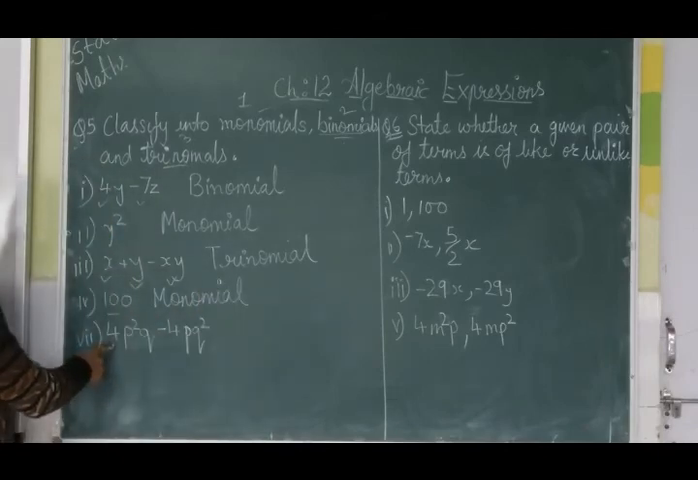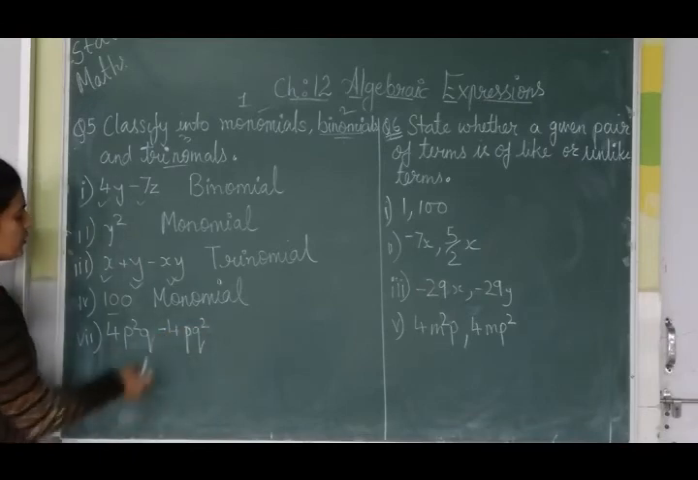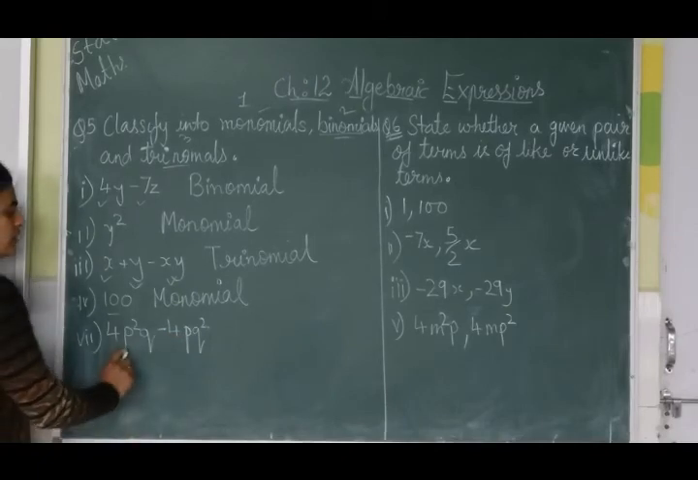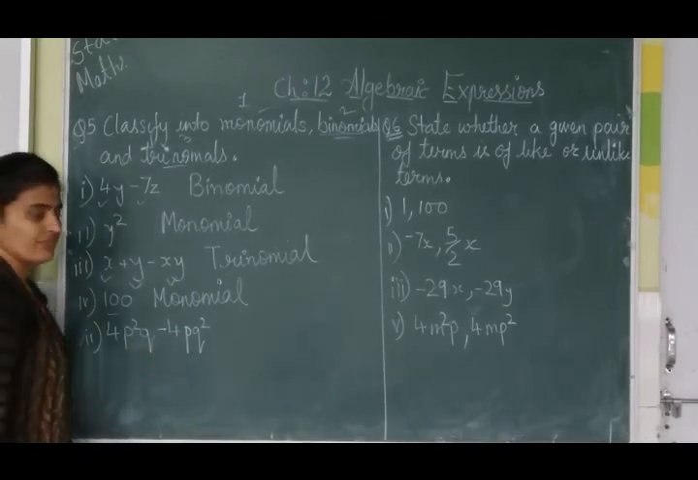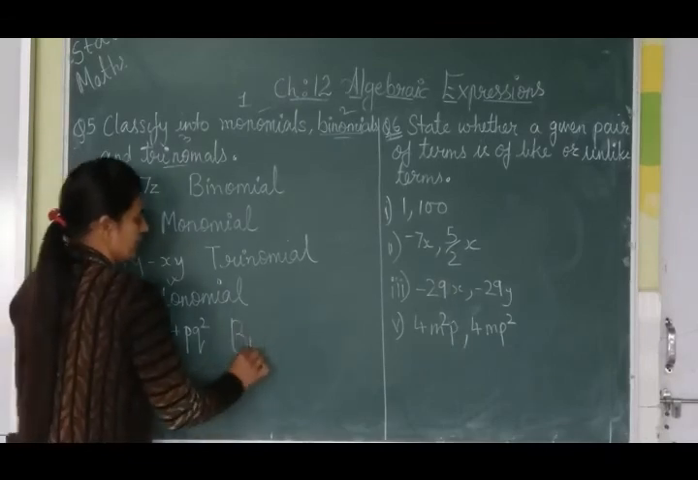Next one, 4p square q minus 4p q square. Here you can see p square is there and here only p is there. That means both are unlike terms, so these will be two different terms. So two terms are there, and it will be a binomial.